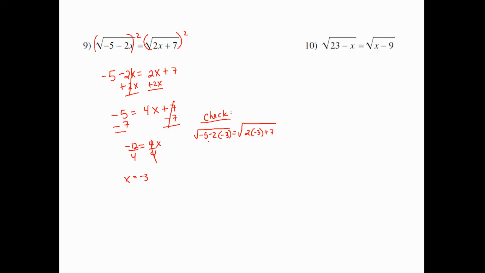Alright, so then you multiply this out. Negative 5 plus 6 is 1. And negative 6 plus 7 is 1. So these sides are equal. So then this is a solution.